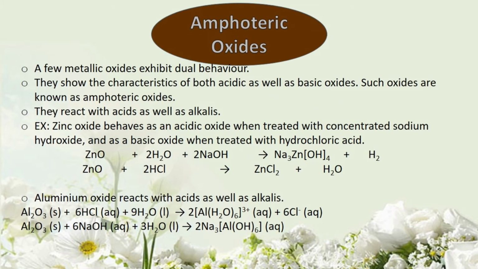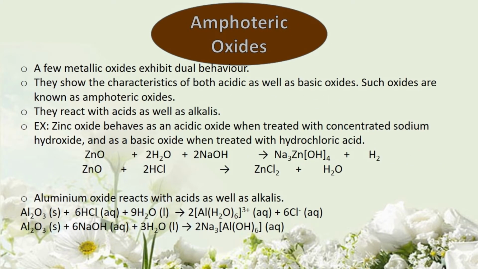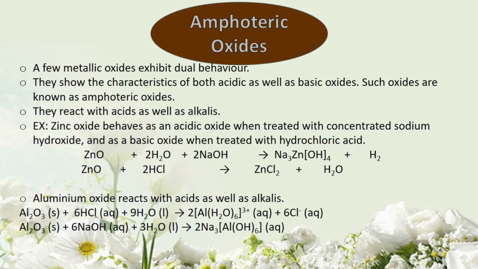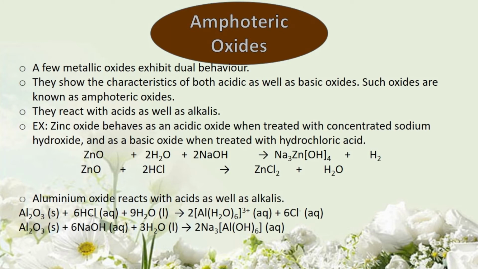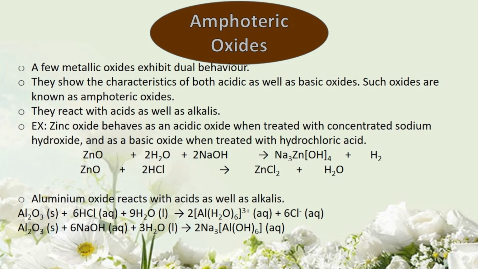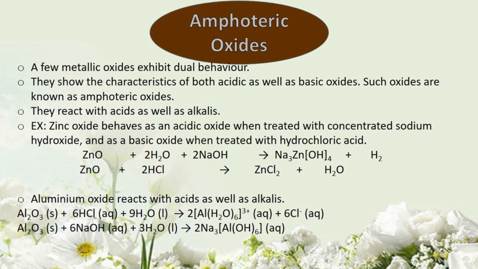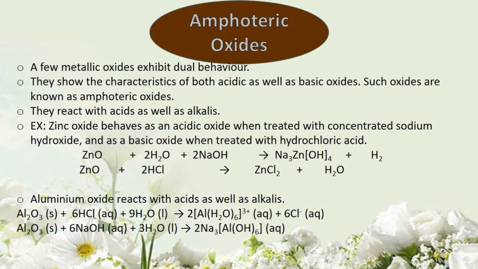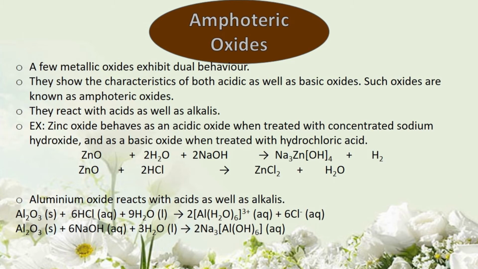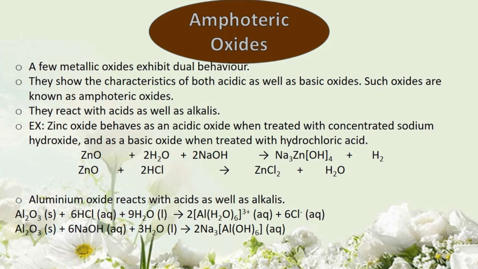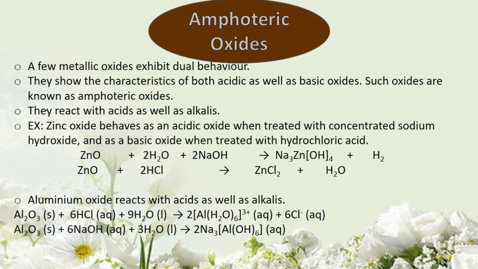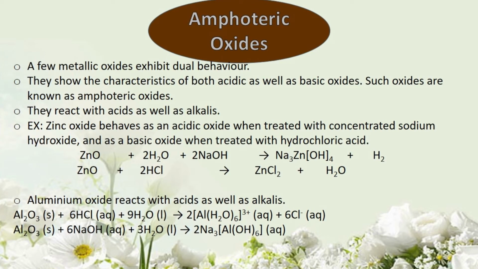Let's see what are amphoteric oxides. A few metallic oxides exhibit dual behavior. That is, they show the characteristics of both acidic as well as basic oxides. Such oxides are known as amphoteric oxides. So they will react with acids as well as alkalis. For example, zinc oxide is an amphoteric oxide.